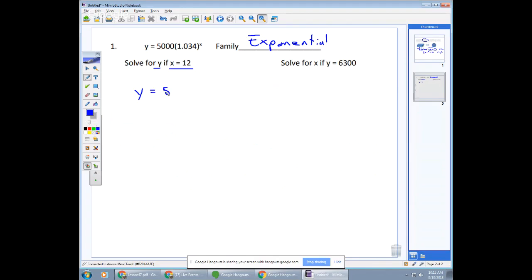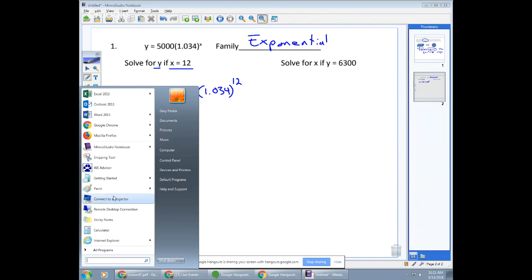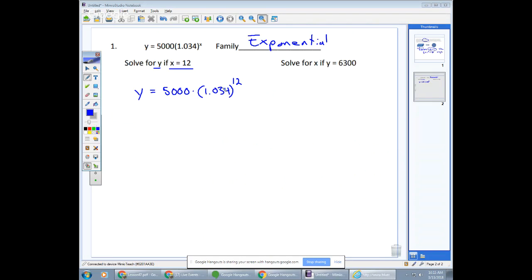So y equals 50,000 times 1.034 raised to the power of 12. Order of operations here, inside parentheses, but there's nothing to do. So we got to do the power and then multiply. So whip out a calculator. You got an answer? What you got? 7,468.2. That sounds reasonable. 7,468.2.